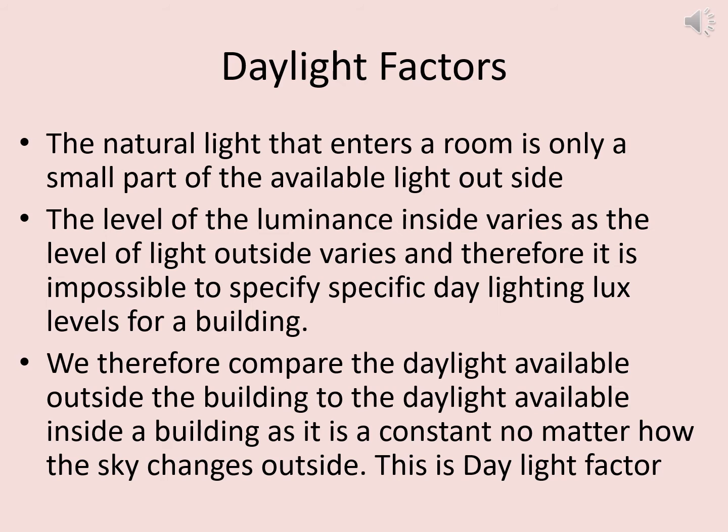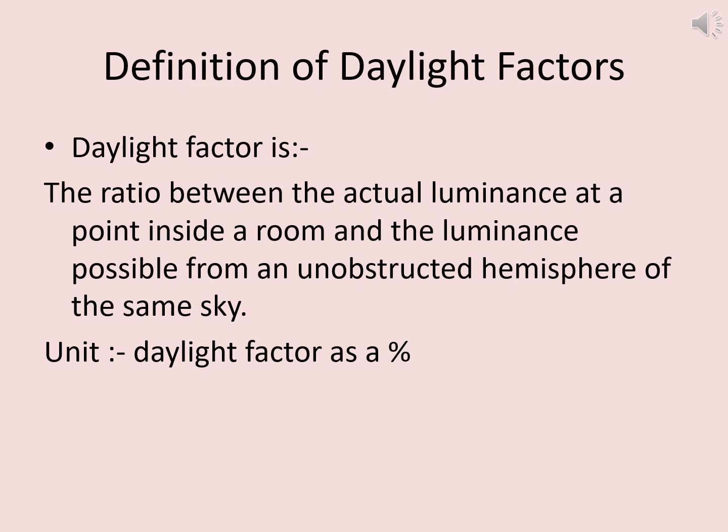The amount of daylight that is able to penetrate to a point in a building is expressed as the daylight factor. The daylight factor is defined as the ratio of the natural illuminance at a particular point on a horizontal plane to the simultaneously occurring external illuminance of the unobstructed overcast sky. In the UK, the standard sky is assumed to give at least 5000 lux of illuminance on the ground. Definition of daylight factors. Daylight factor is the ratio between the actual luminance at a point inside a room and the luminance possible from an unobstructed hemisphere of the same sky. The unit of a daylight factor is a percentage of the outside light.